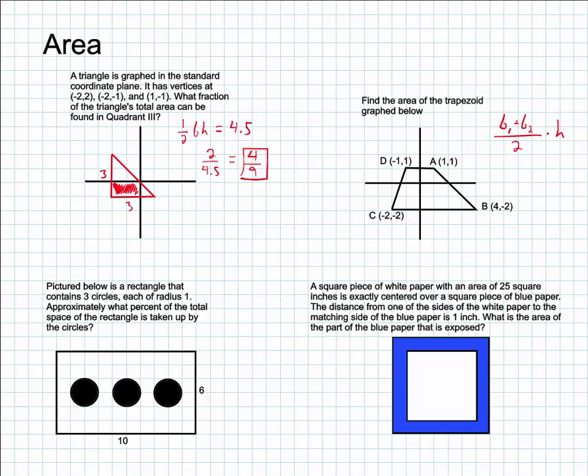So it looks like base 1 is 2 units, and base 2 is 1, 2, 3, 4, 5, 6 units. So we're looking at 2 plus 6 over 2, which is 4, and then the height. We're looking at the height here, so we have 1, 2, 3 units for the height. So times 3. So that is going to give us 12 square units.